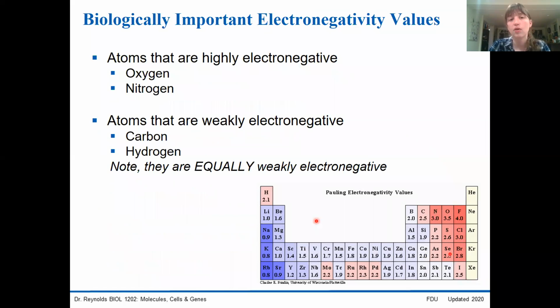Now, atoms that are going to be highly electronegative, at least those inside of your body, are primarily oxygen and nitrogen. Their electronegativity is high, O and N. Atoms that are weakly electronegative include carbon and hydrogen. And by the way, we consider these two to be equally weakly electronegative. So a carbon to hydrogen bond, even though there are two different atoms on either side, and even though they're not exactly equal, in terms of biological importance they're equal enough that we consider these to be nonpolar.